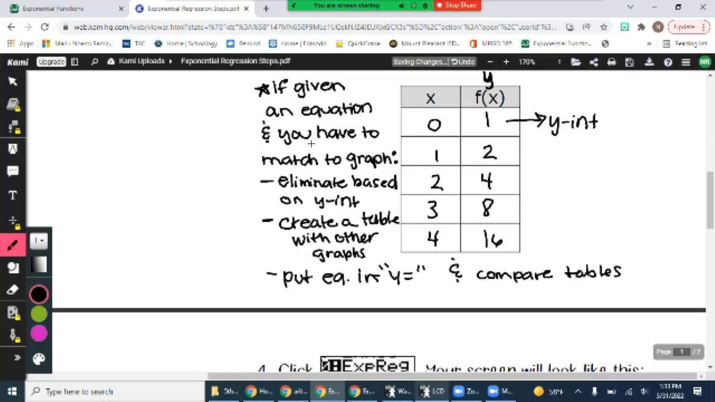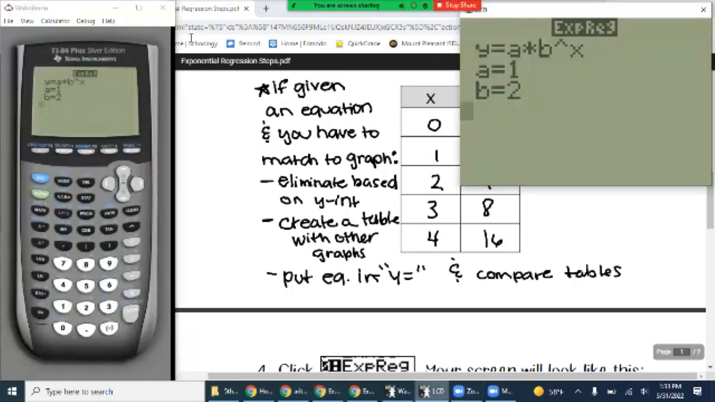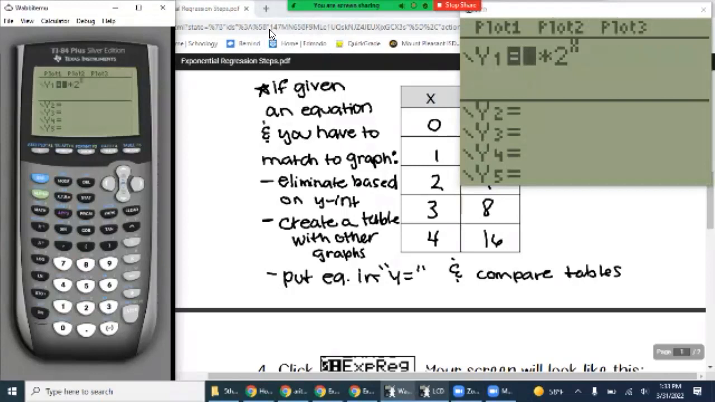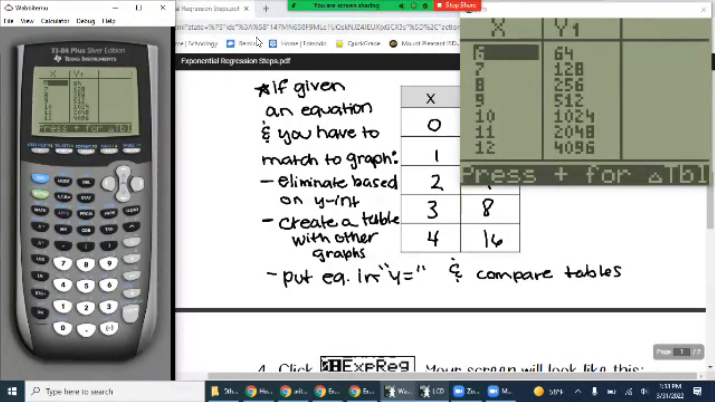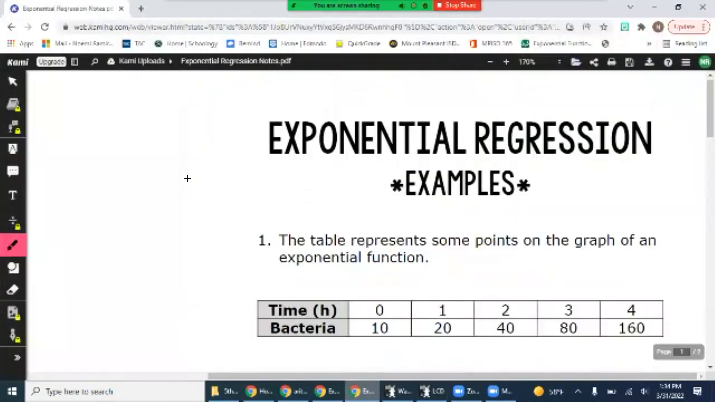You can do this both ways. You can start with the graph and find the points to get your equation, or you can start with the equation and then find the points and then match it. For example, I start with the equation. There's my equation right there. I can go to the second table or second graph and match it to the points that I wrote in. Understand? All right, so back over to the lesson. The examples.